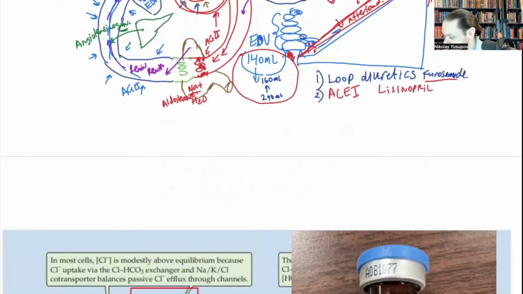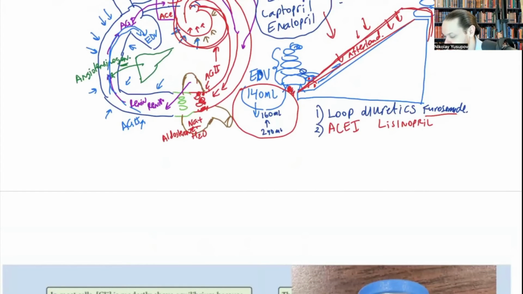So, one, loop diuretics, two, ACE inhibitors, three, we could give a blockage of aldosterone, so we could give spironolactone. We could give four, Losartan for blockage of angiotensin 2 receptors.